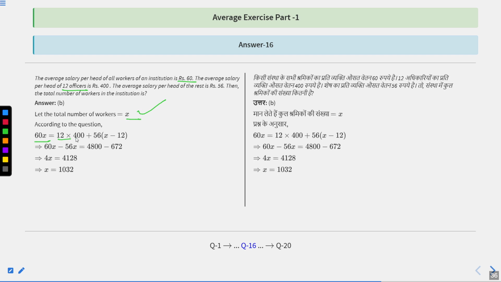So 12 into 400 plus, how many members will be left? X minus 12 multiplied by 56. When we calculate it, we get 60x minus 56x equals 4800 minus 672. So when we calculate, we get the value of x, which is 1032. Clear? So B is the correct answer. Next one.